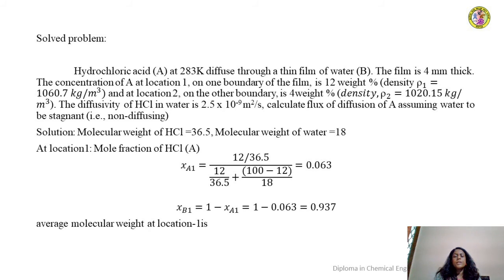Then using all this, you have to calculate the flux of diffusion of A, assuming water to be stagnant, that is non-diffusing. Since the other component involved, that is water, is stagnant, meaning it's not moving, it is a non-diffusing component. So we can apply the flux equations that have been derived for steady state diffusion of A through non-diffusing B in case of liquids.